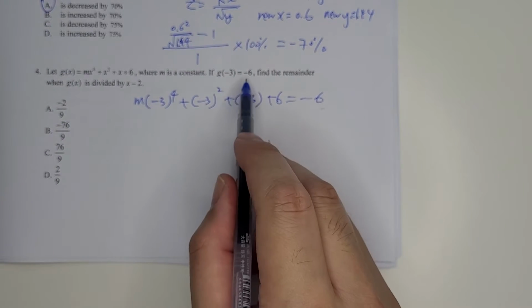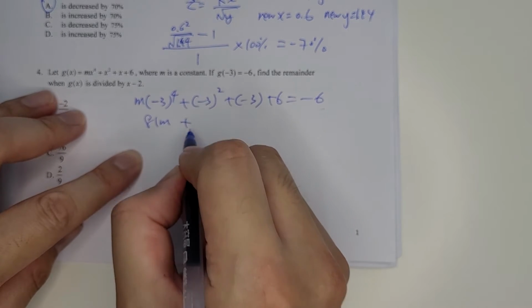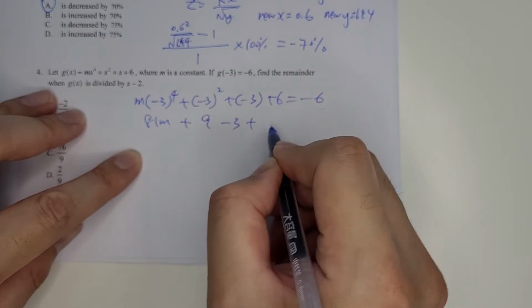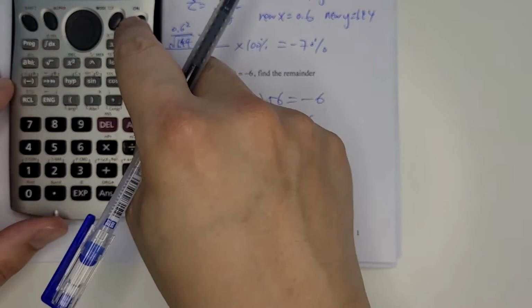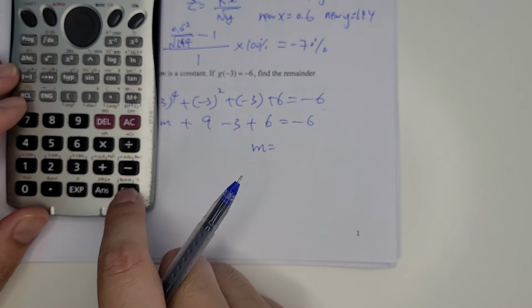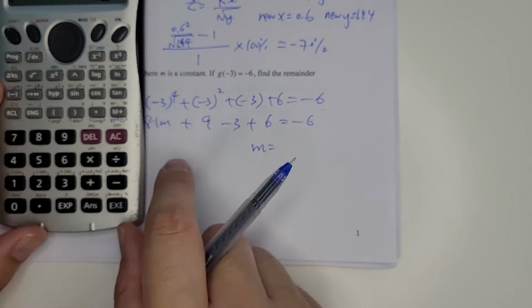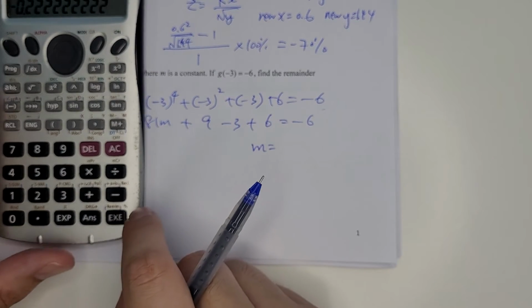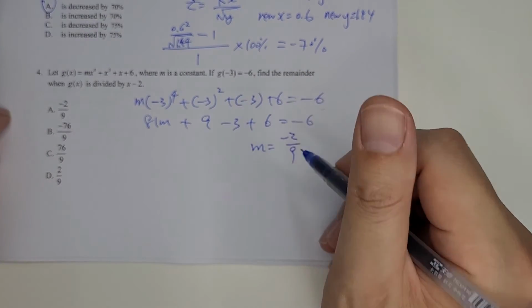Okay, not 0, okay, but negative 6. So that will be 81m plus 9 minus 3 plus 6 equals negative 6. Then you can find m. So negative 6 minus 6 again plus 3 minus 9 and then divided by 81. You will find m is negative 2 over 9.